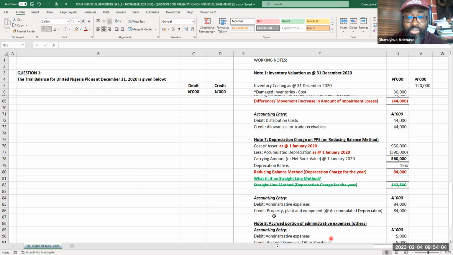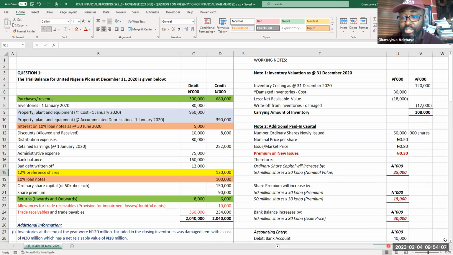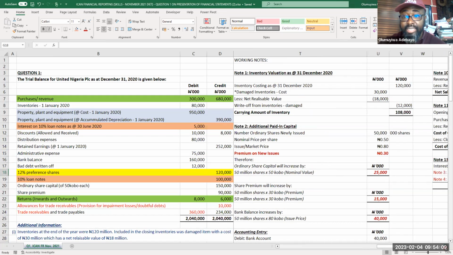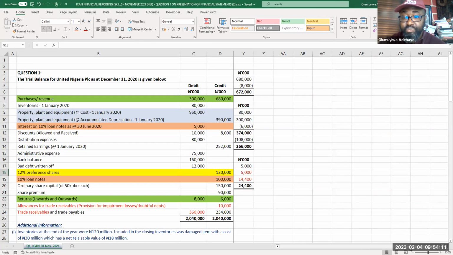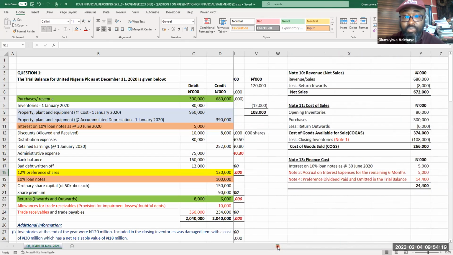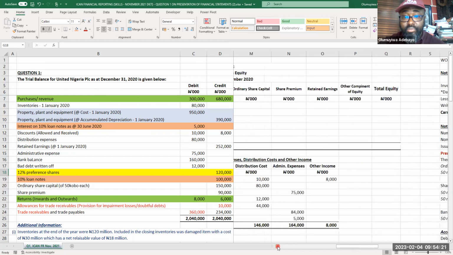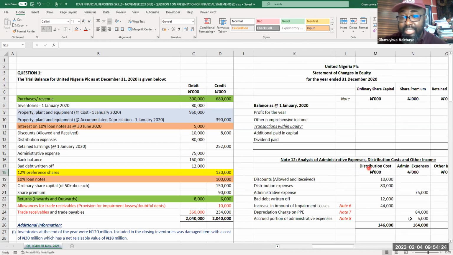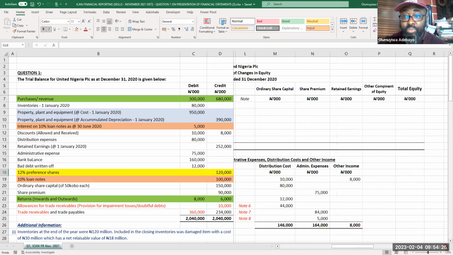Okay, now let's move to the balance sheet. Okay, before the balance sheet, the statement of changes in equity. Now, my statement of changes in equity. Now, what were the balances we have as opening?